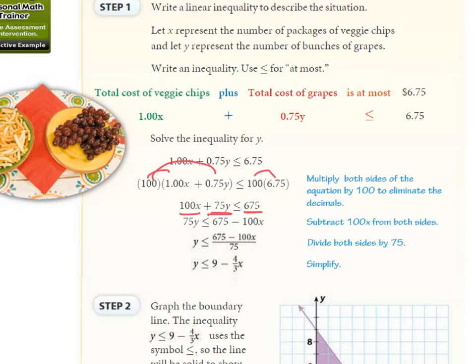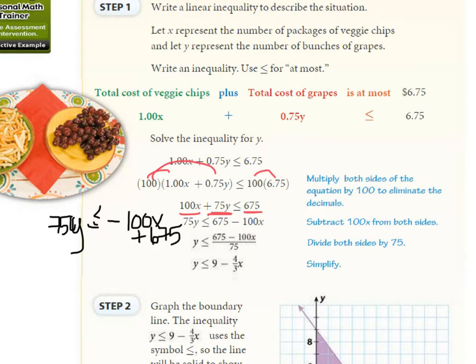Please keep in mind, when we write this, we want to put that 100x first. So it'd be 75y is less than or equal to negative 100x plus 675.